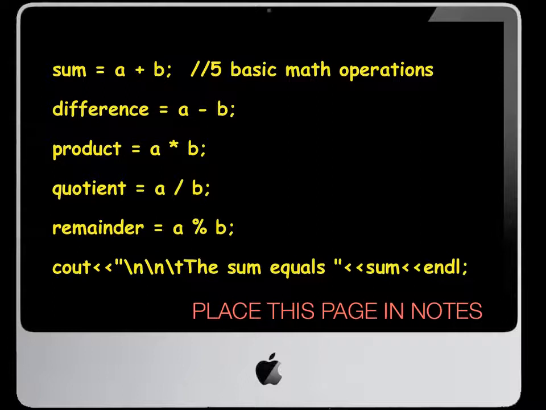Now that we have values for sum, difference, product, quotient, and remainder, we can find them on the screen with cout statements just like we did in our variable program. For example, we could go cout the sum equals sum with an inline. That way we would get a report about the value of sum on the screen. Again, pause the presentation at this point and place this page in your notes.